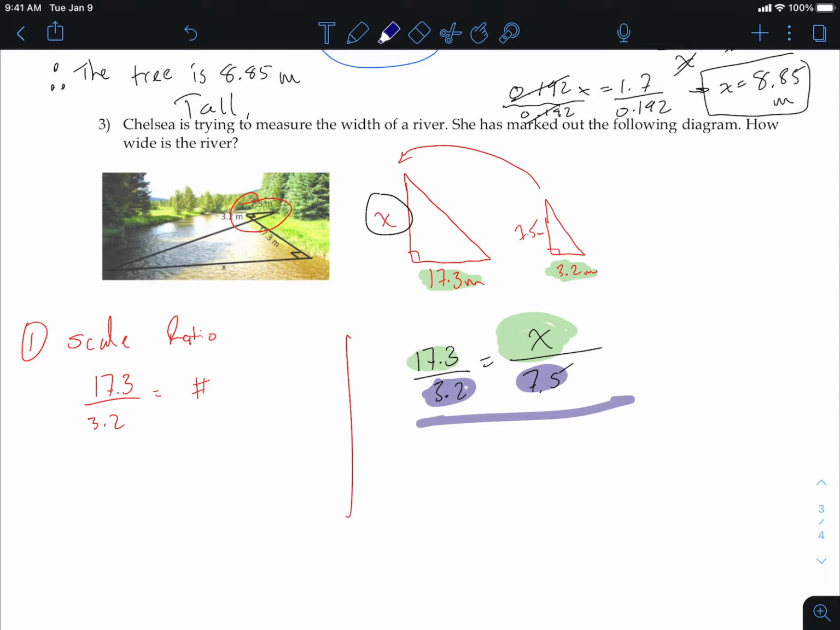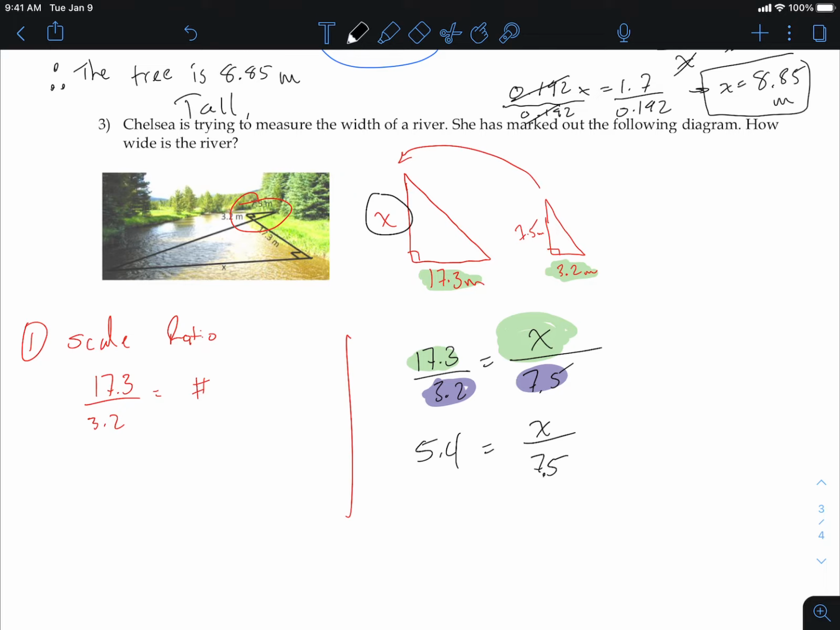Okay, once you get this set up, I just like setting it up this way because now, actually, we don't even have to do anything. We could do just the math on this. Figure out what the number is. Well, what's the number? You type it in your calculator. Right, I could just do the math on that and say, okay, 17.3 divided by 3.2. That's 5.4 is equal to x over 7.5.